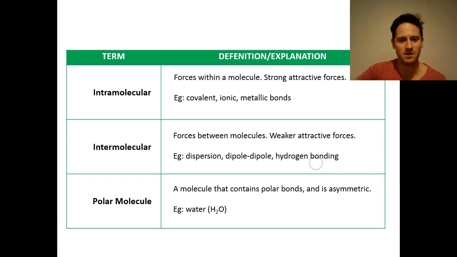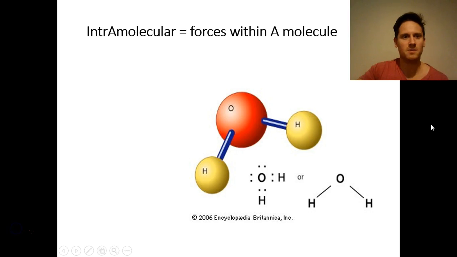The last term is a polar molecule, which we've covered previously, and if you can't remember or are having trouble with defining these, just refer to the previous videos on that topic. So polar molecules are molecules that contain polar bonds, and they're asymmetric. Examples include water.